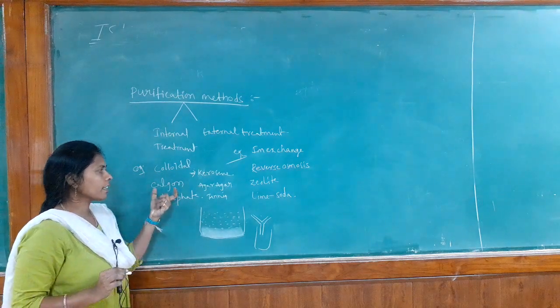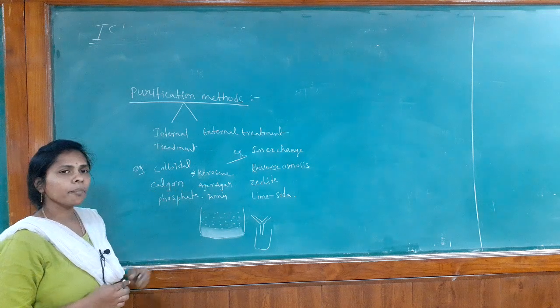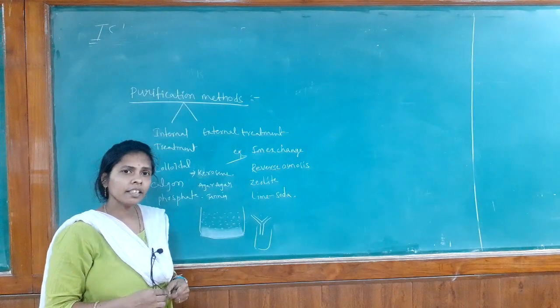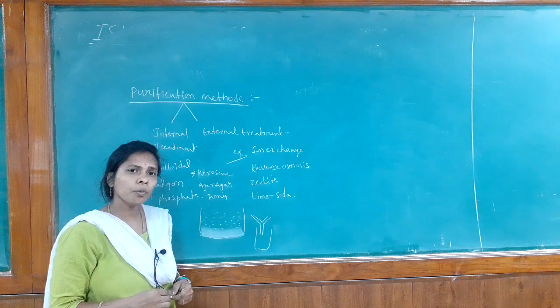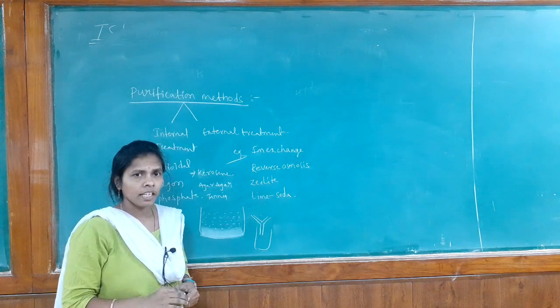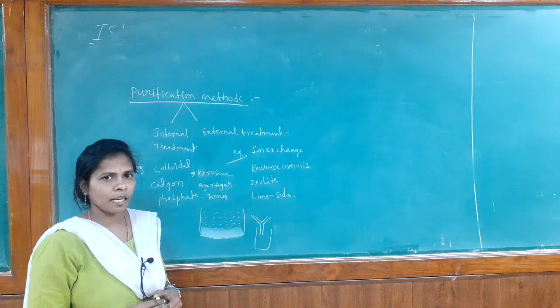And the next one, Calgon method. We do not have the phosphate method, it is the Calgon method. The Calgon method is useful to remove only the calcium impurities in the water sample. It does not remove other impurities or other salts in the water sample.